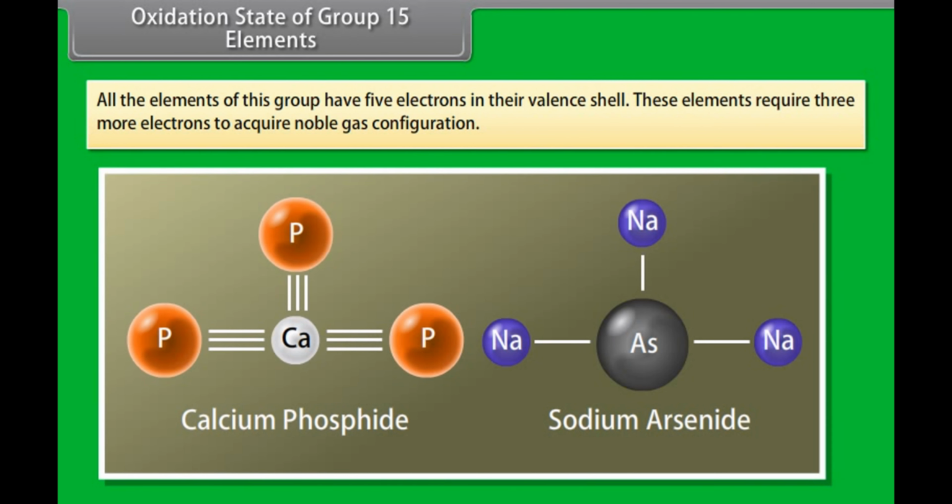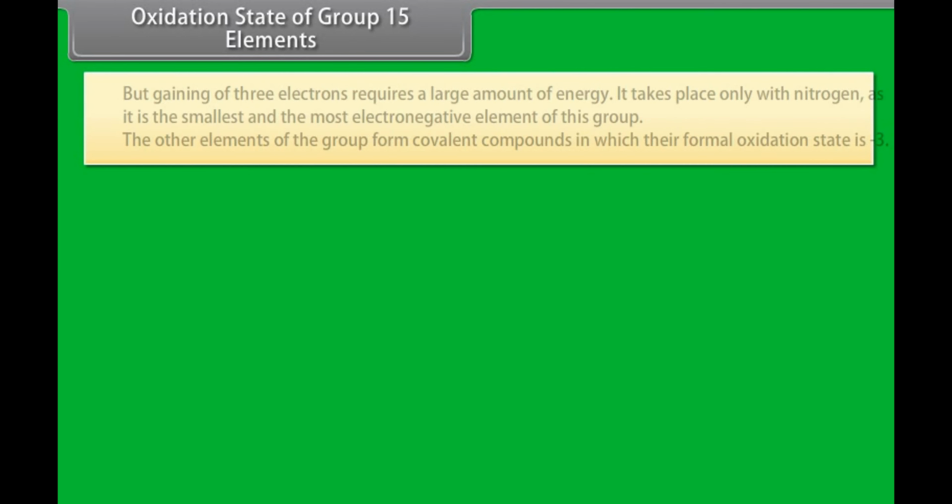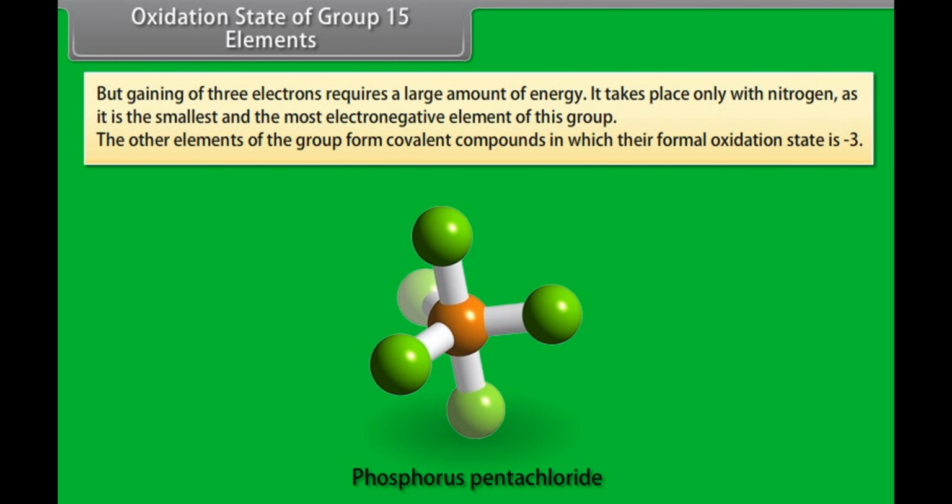All the elements of this group have 5 electrons in their valence shell. These elements require 3 more electrons to acquire noble gas configuration. But gaining of 3 electrons requires a large amount of energy. It takes place only with nitrogen, as it is the smallest and the most electronegative element of this group. The other elements of the group form covalent compounds in which their formal oxidation state is -3.